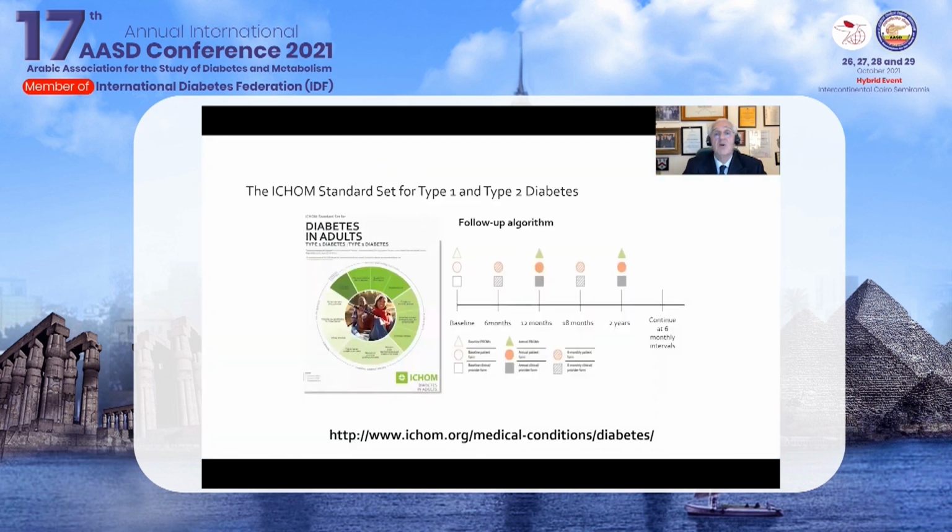The follow-up algorithm for each of the items has been considered, starting from baseline to 6 months, 12 months, 18 months, 2 years, and so forth. So each of the items has its own algorithm for follow-up.